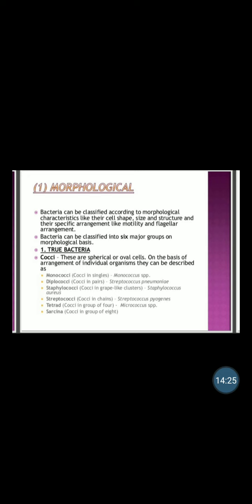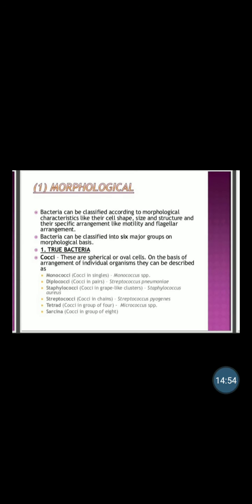First, true bacteria. In that first, cocci. These are the spherical shape or oval shape cells. On the basis of arrangement of individual organism, they can be classified again. First, monococci. It means cocci in singles, for example, Monococcus species. Then diplococci, where cocci are present in pairs. From the name itself, mono means single, that is cocci in single.